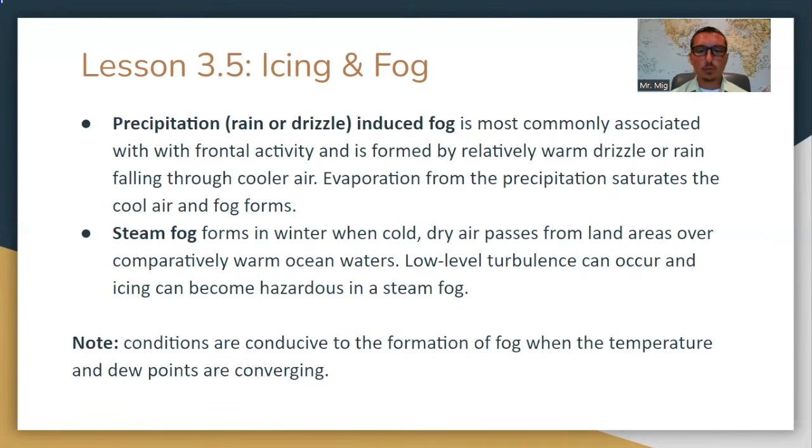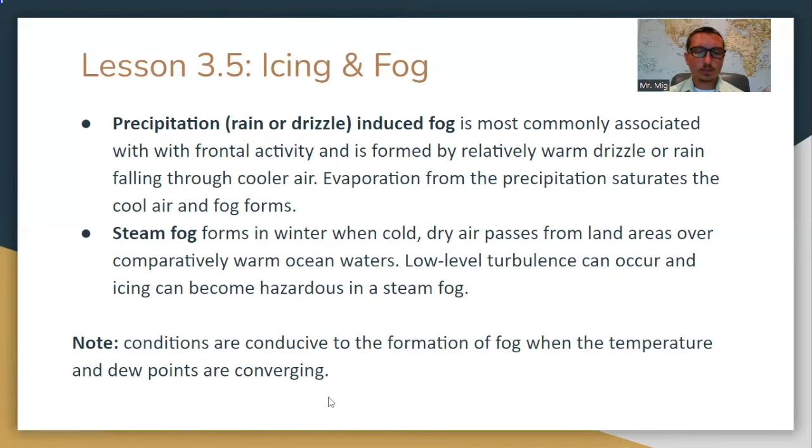Steam fog forms in winter when cold, dry air passes from a land area over comparatively warm ocean water. Low-level turbulence can occur, and icing can become hazardous in steam fog. So this would be, again in my area, maybe in the wintertime when the air is cooler and it goes over the water. The Gulf Stream comes up this way, so the water is a little bit warmer, and that could cause that steam fog.